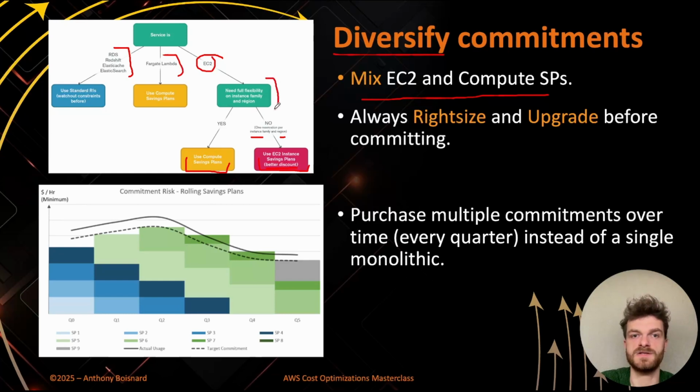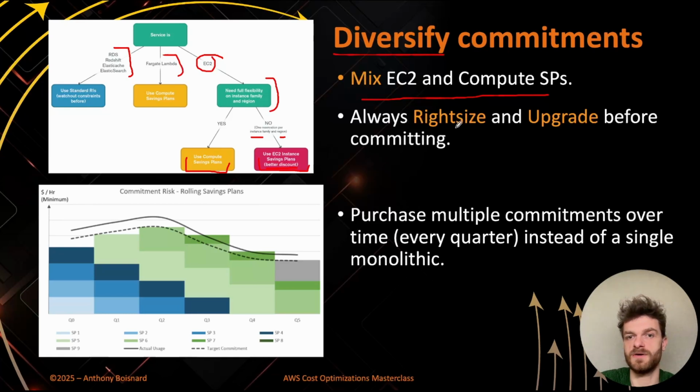The goal here is to minimize the risk. You can also mix the term. So for compute savings plans, you will take 3 years because it will always apply to something. But for EC2 instance savings plans, maybe 1 year is better because maybe you can upgrade this instance later.